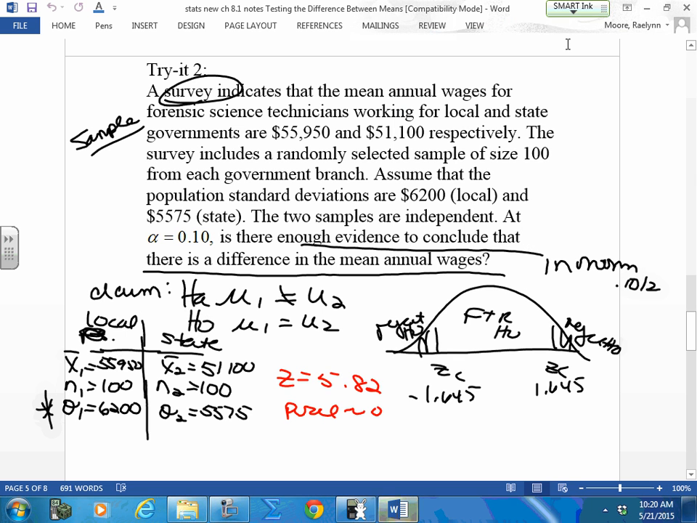After you get that, just see where this falls. This falls way out here, and you reject H0. This is my decision. And the rest is the exact same. If you reject H0, that means you have to go along with this one. I don't want this one, I want this one. So since my claim was my HA, there's enough evidence to support the claim that there is a difference in the mean annual wages between the local and the state forensic science technicians.